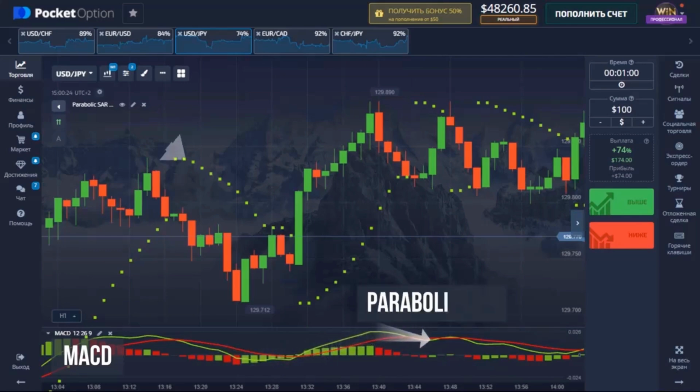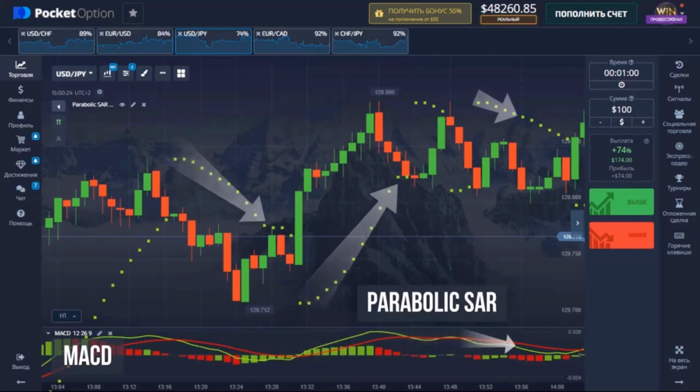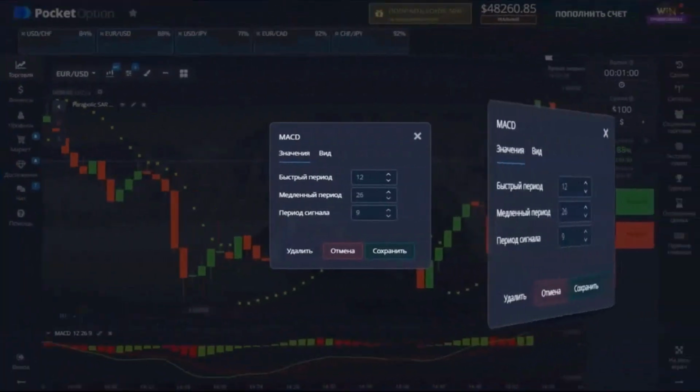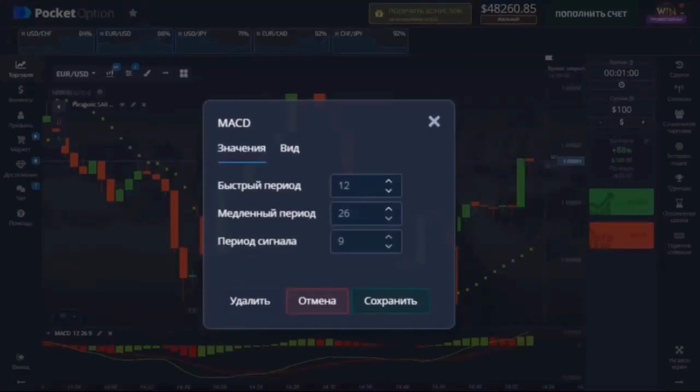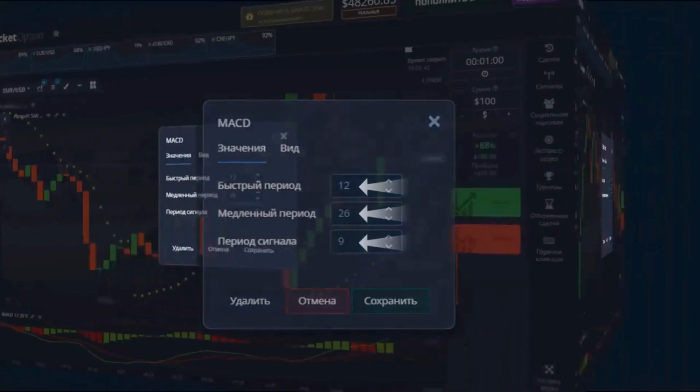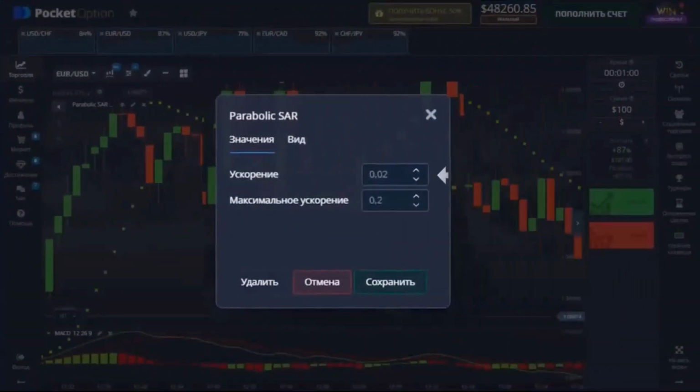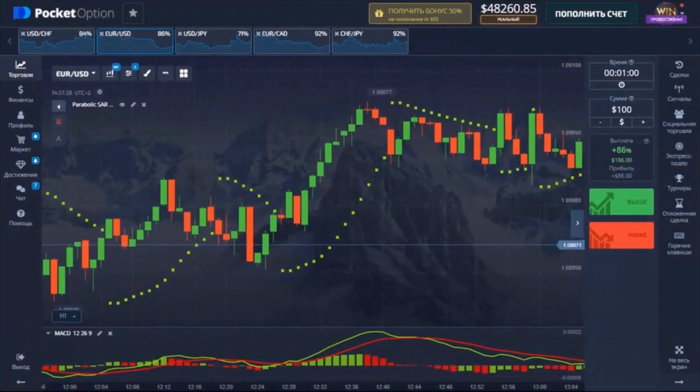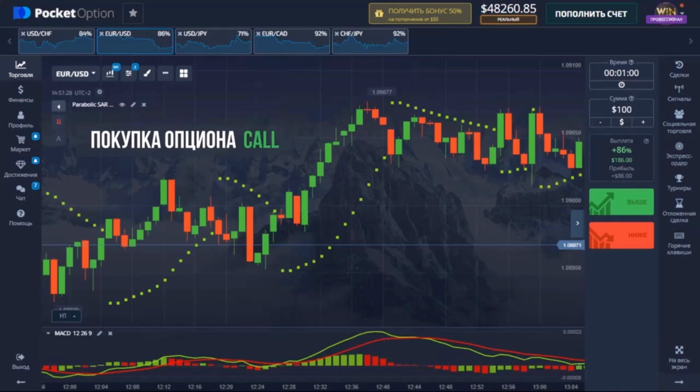Both indicators are added with their default settings: MACD with fast period 12, slow period 26, signal period 9, and parabolic SAR with acceleration 0.02 and maximum acceleration 0.2. And after adding the indicators to the PocketOption chart, you can proceed directly to trading. Call options are bought when 1. The MACD crosses the 0 level from bottom to top. 2. The parabolic SAR is below the price.